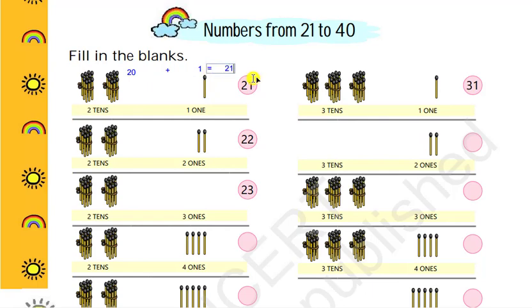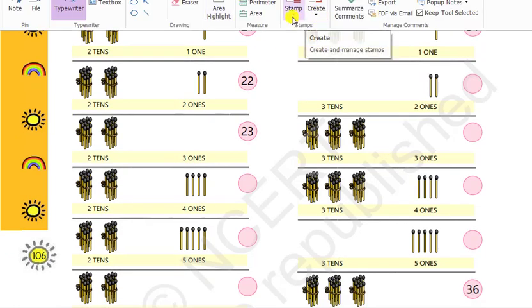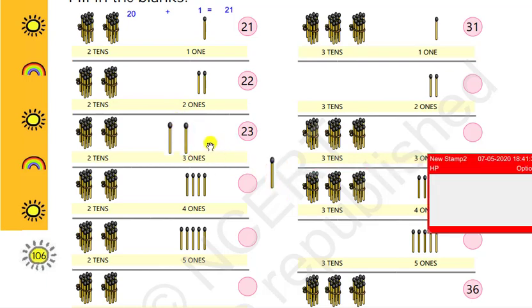finally we get 21. Okay. Next, here there are 2 tens and 2 ones. So it is 22. 20 plus 2 is 22. Next, here there are 2 tens. Here it will be 3 ones. So it will be 23. So here we need to draw 3 loose matchsticks. So this is 1. This is 2 and this is 3.